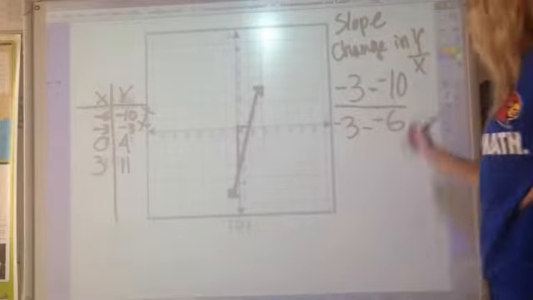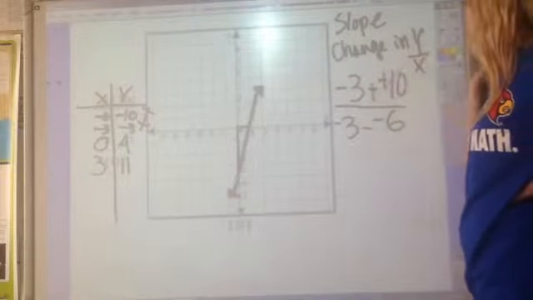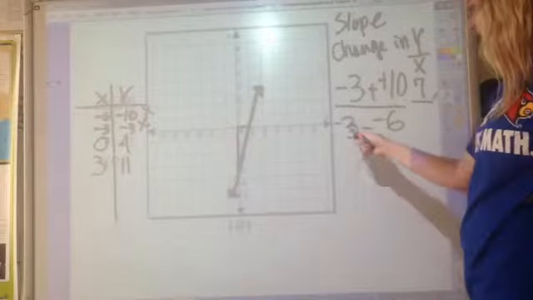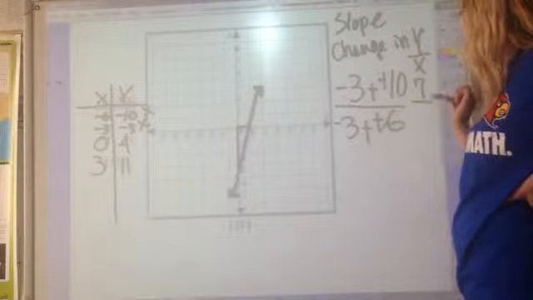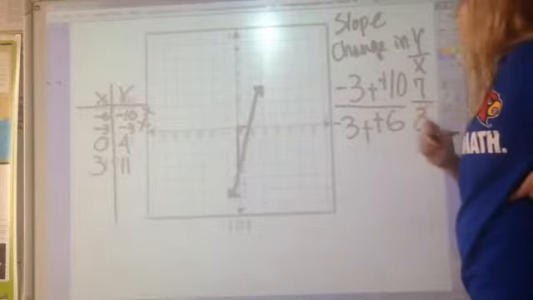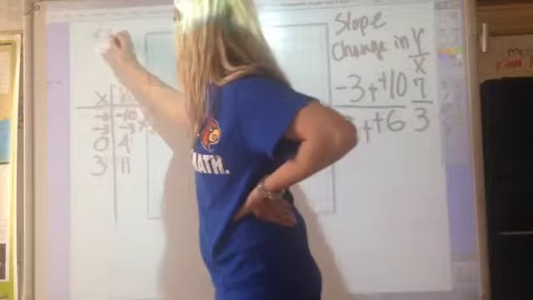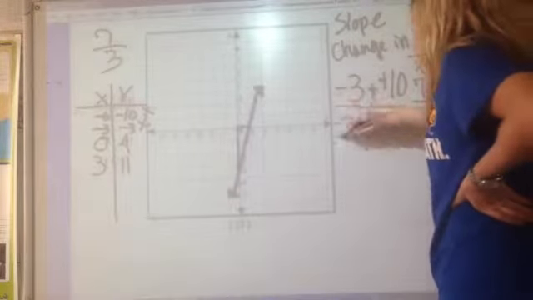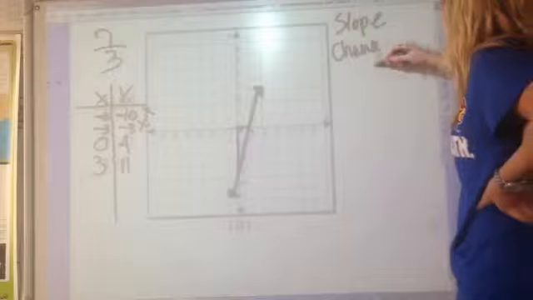So then all I have to do is solve this. -3 minus -10, keep change, it's just going to leave me with 7. And then -3 minus -6, keep change, it's just going to leave me with 3. So I have a slope for my table of 7/3. Don't freak out about the fraction yet, because it's actually super simple to compare.